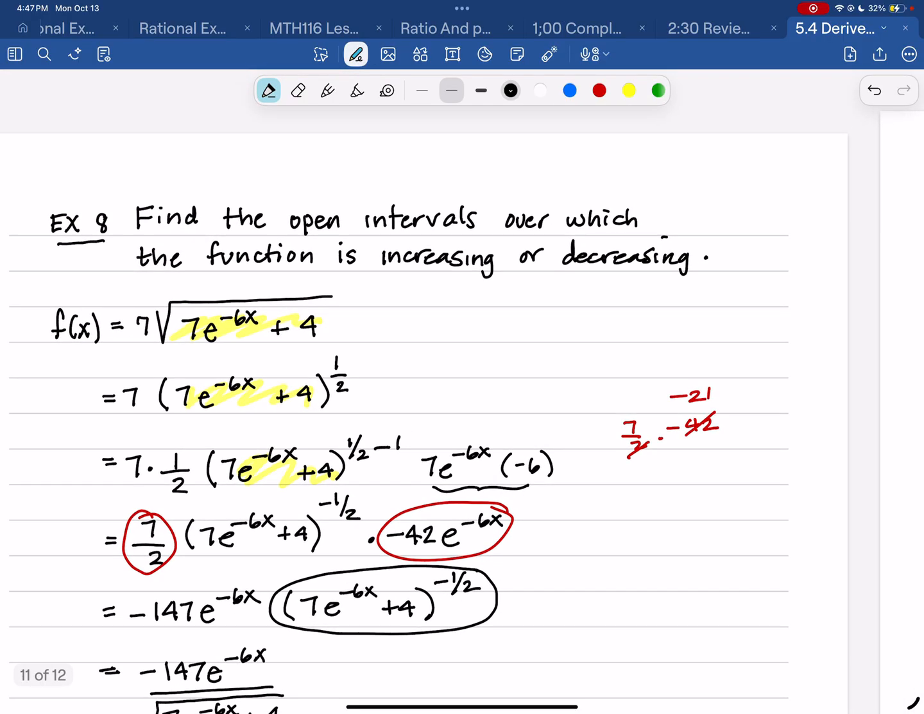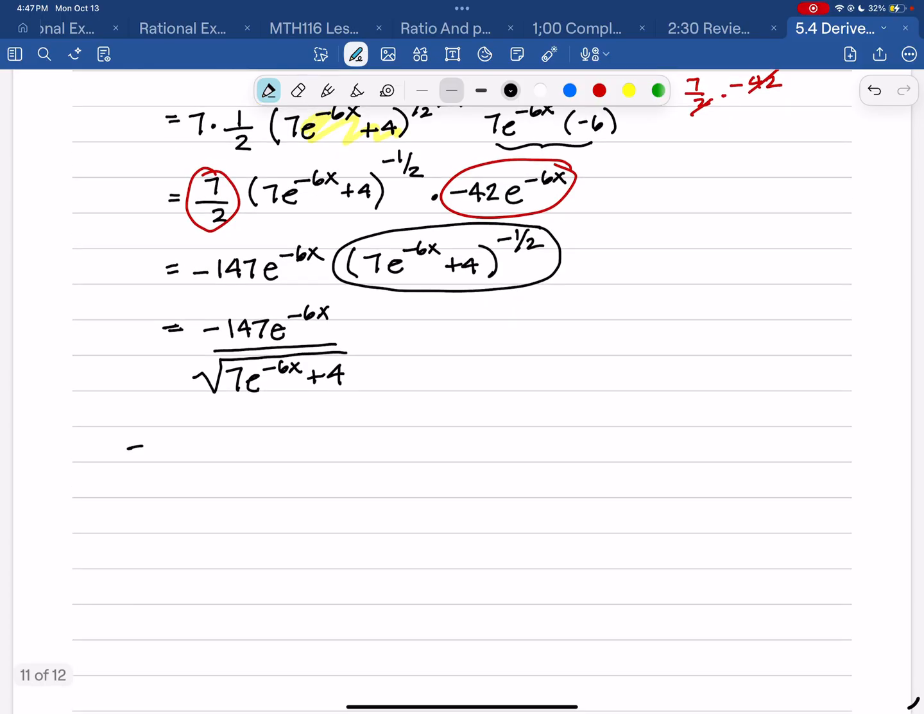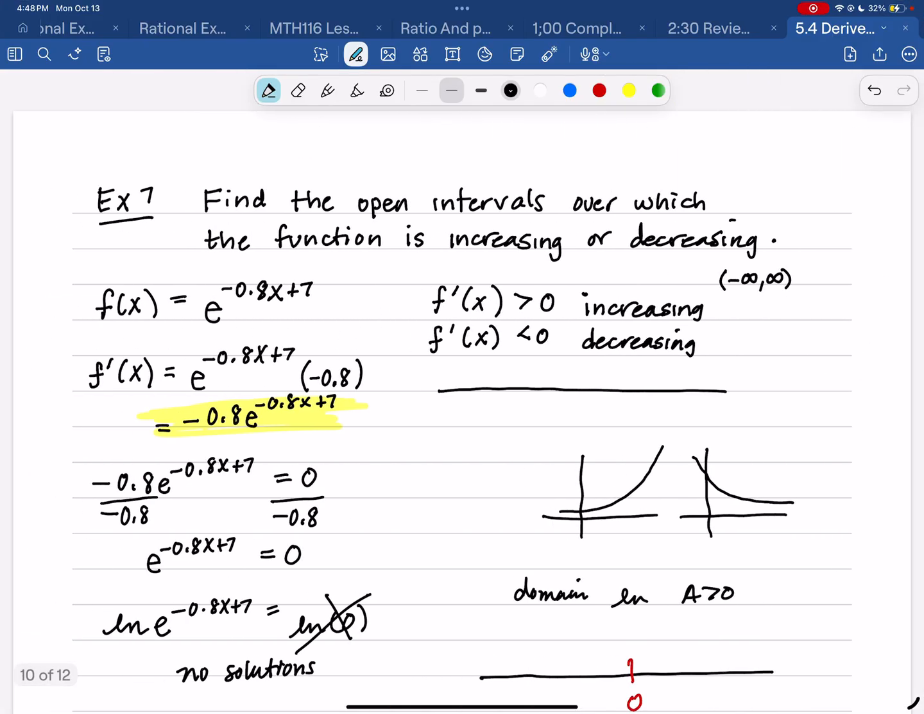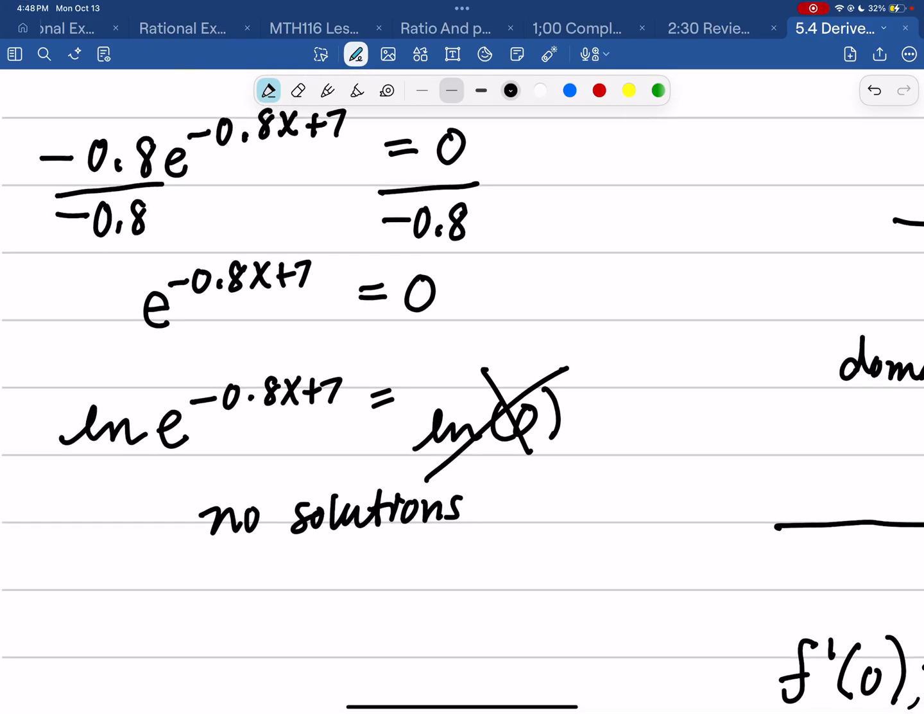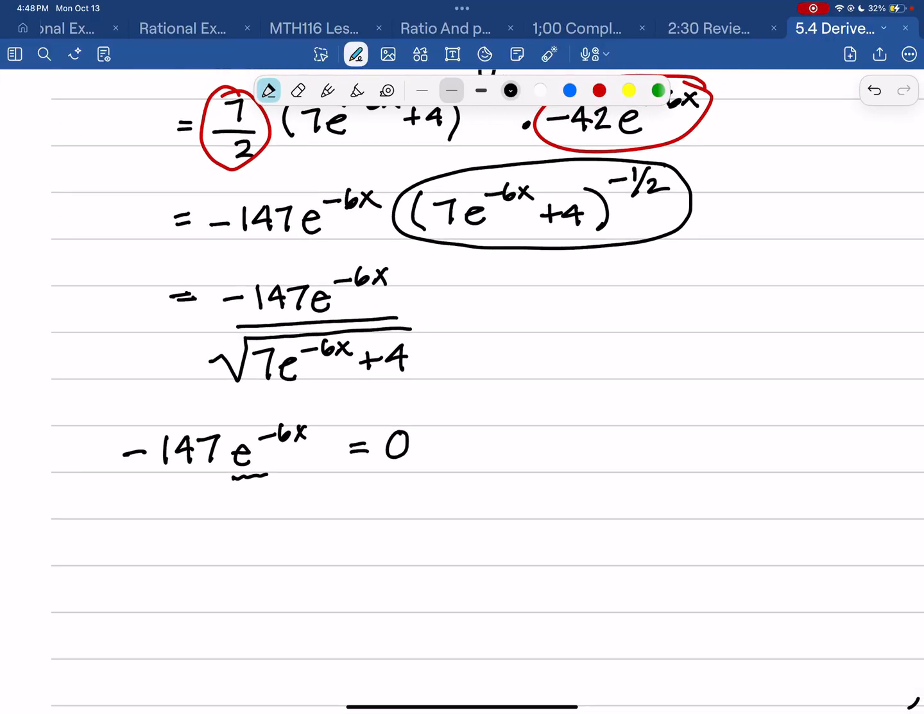Now, they've asked us to find where it's increasing or decreasing. The only place that a fraction can be equal to 0 is if the numerator is equal to 0. So we set our numerator equal to 0, but an e function is never going to be equal to 0. We saw that in the last example, where we set an e function equal to 0 and came up with no solutions. That's true for any e-based function. It's always going to come out positive. Try it on your calculator. E to tons of different things and see that you always get a positive number.